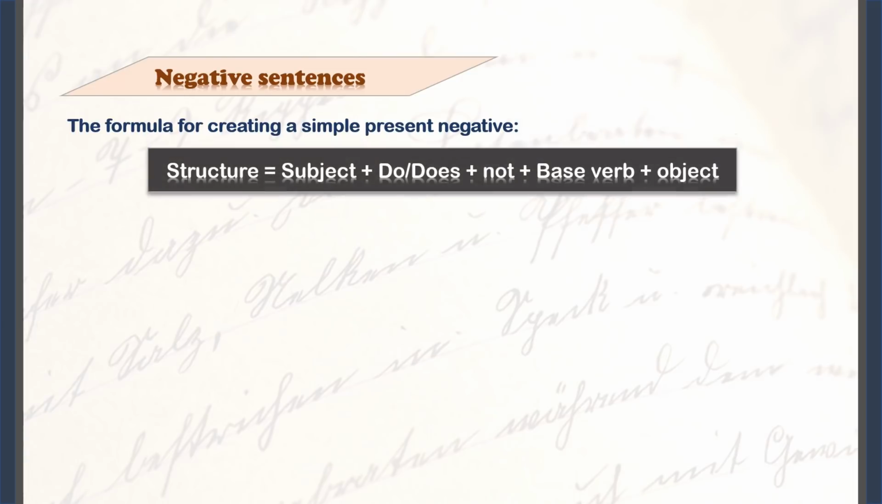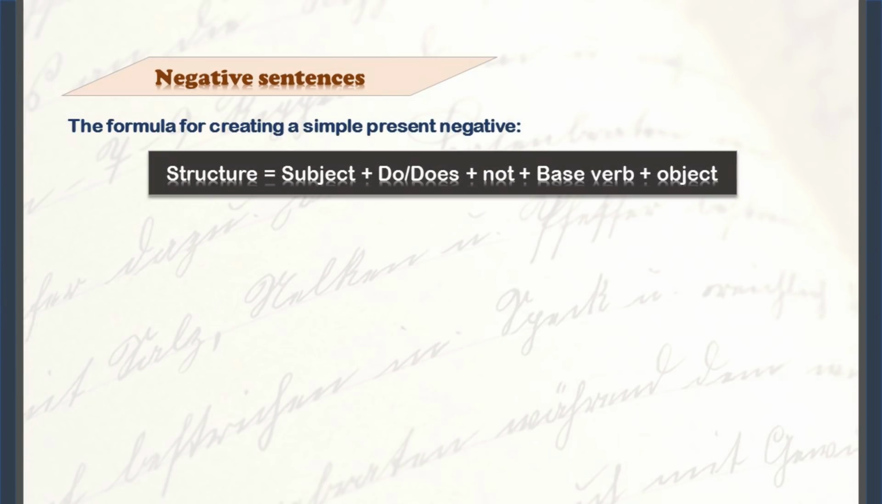Second type of sentences are negative sentences. A negative sentence is a sentence which shows denial. The formula for creating a negative simple present verb is subject plus do or does plus not plus root form of the verb. We can also apply the contraction don't or doesn't as an alternative for do not or does not. Now let us look at the examples.